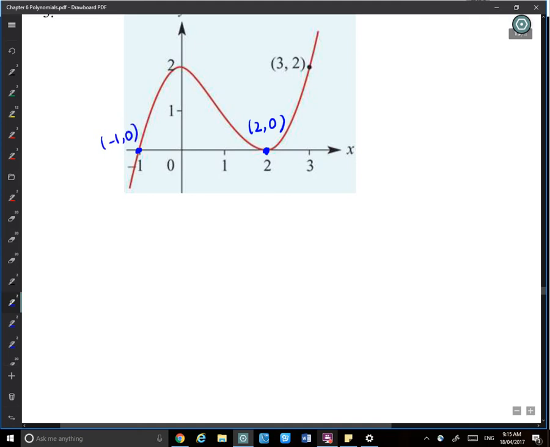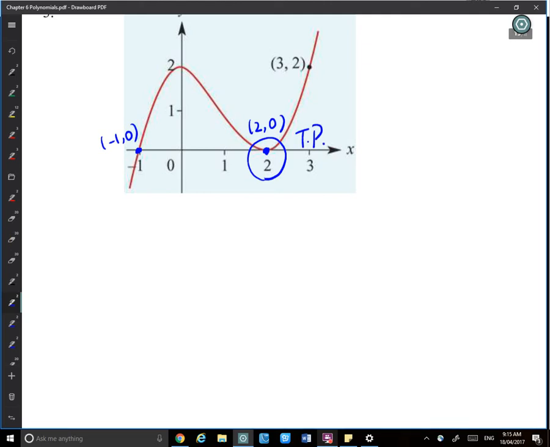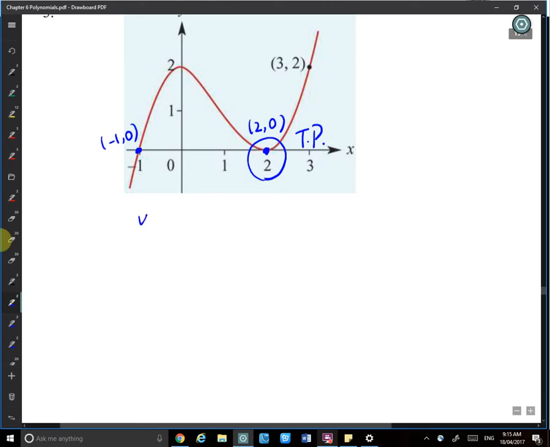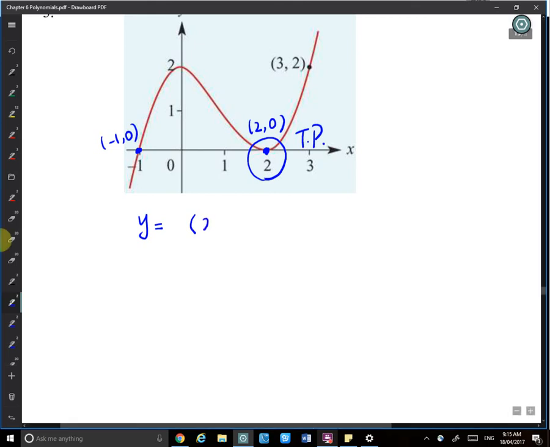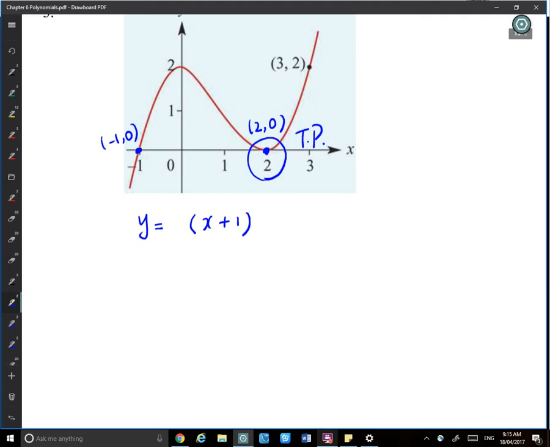Also you can see at the point 2, you have a turning point. If that's a turning point, you have a repeated factor for that point. I will start to write this equation as y equals, you have one single factor at -1. Then it is x minus that x-intercept, which gives you x plus 1. You want x plus 1 equals 0, that will give you x equals -1. So you need to minus the x-intercept.